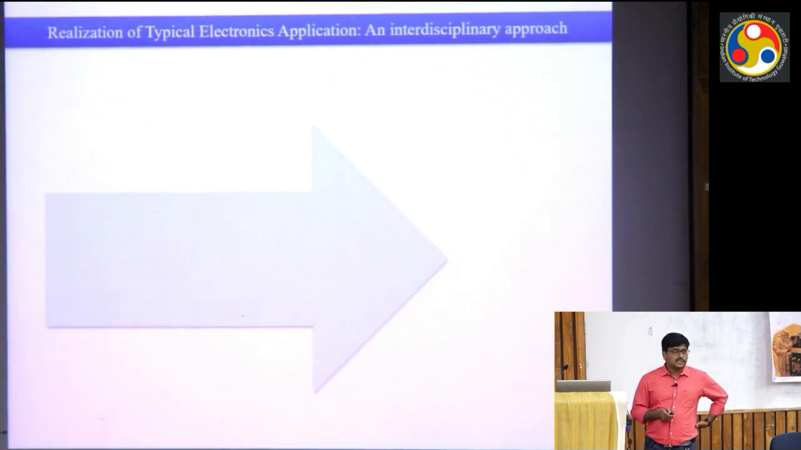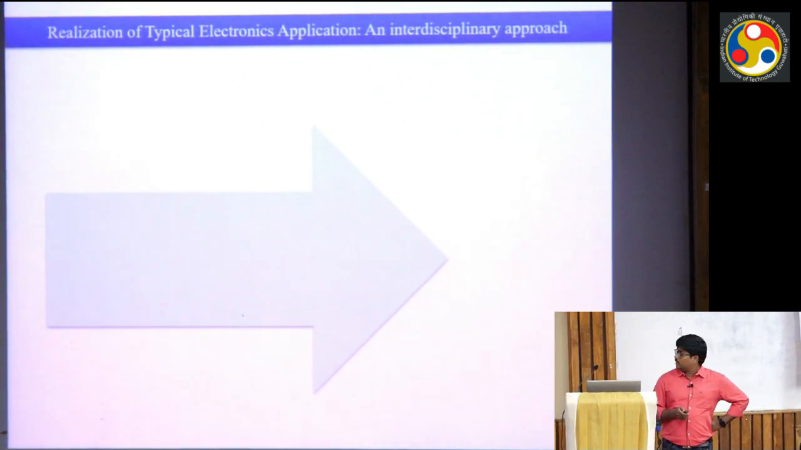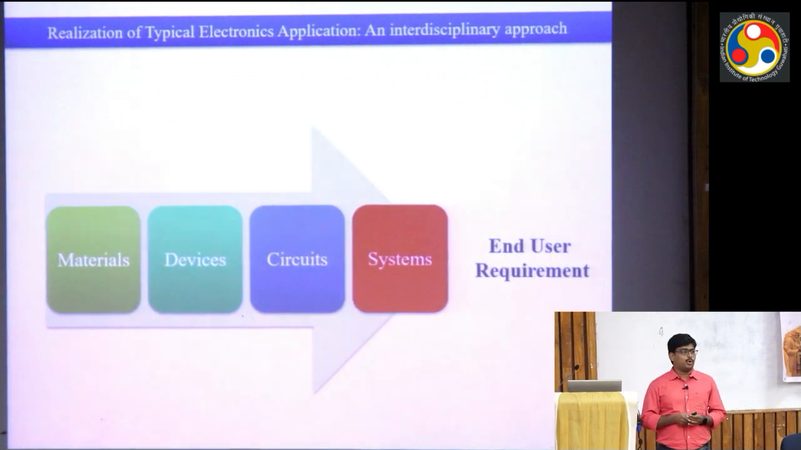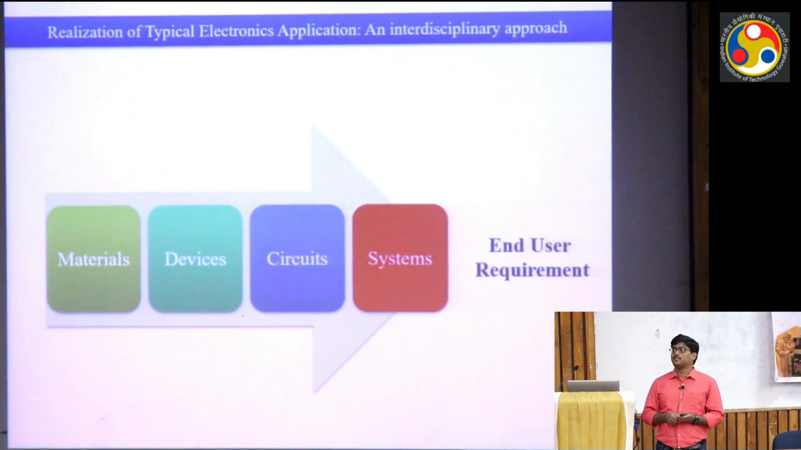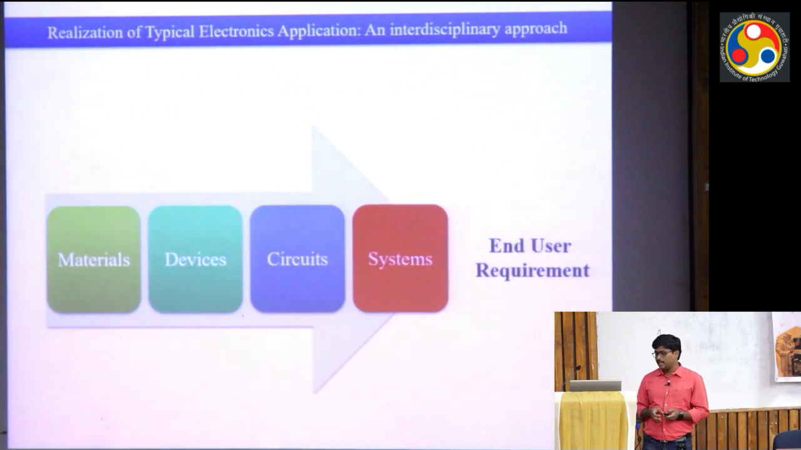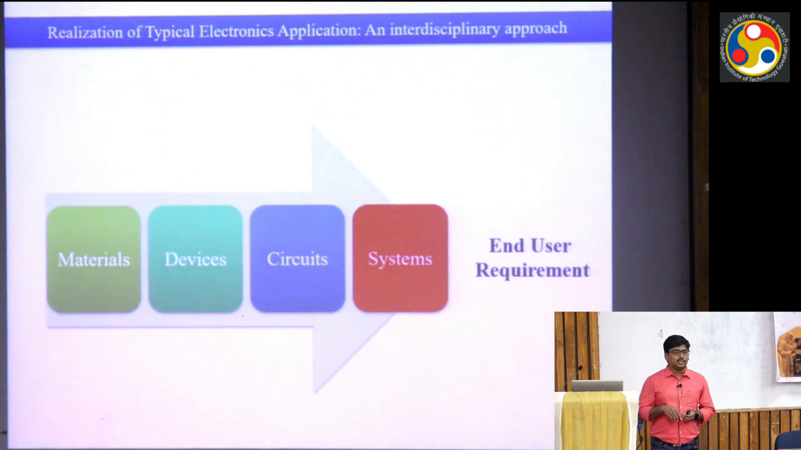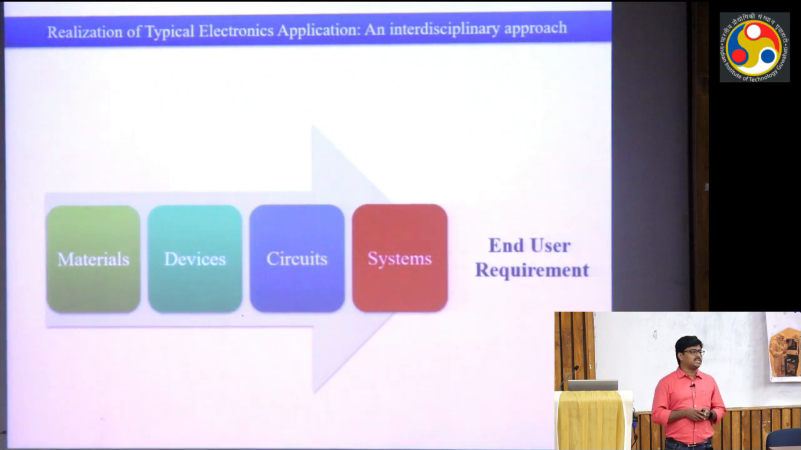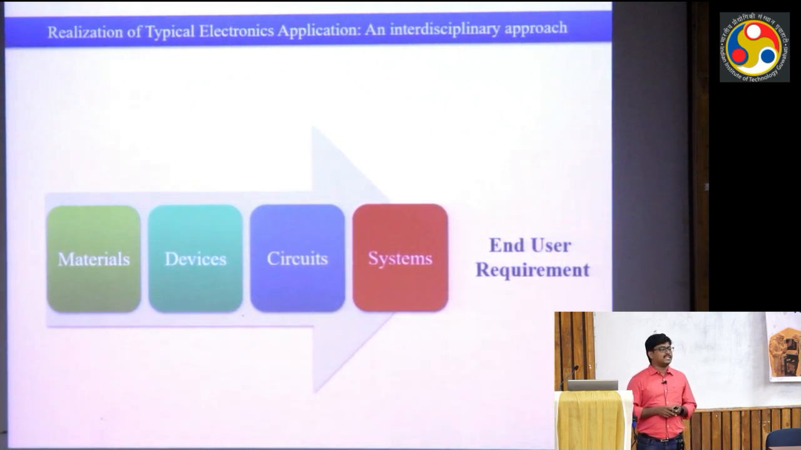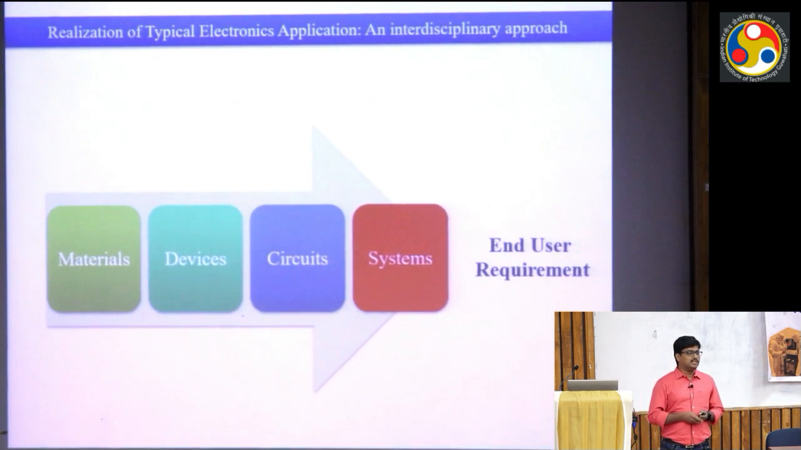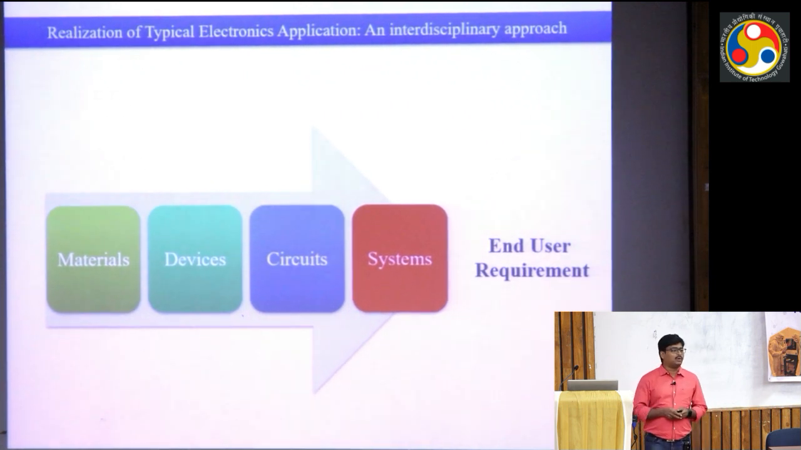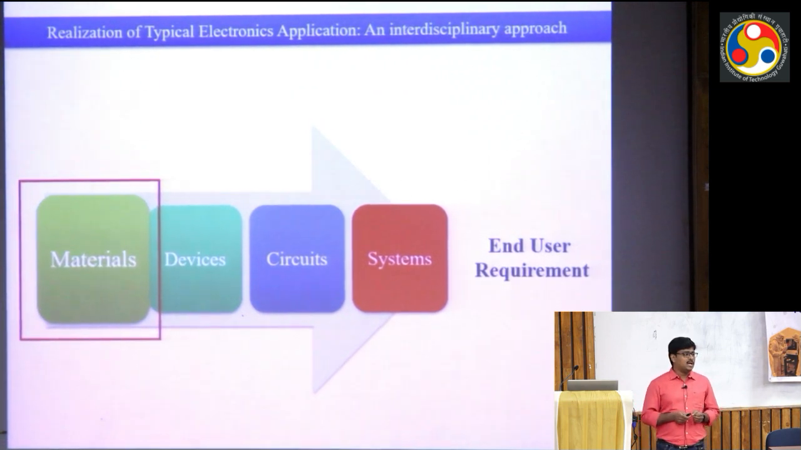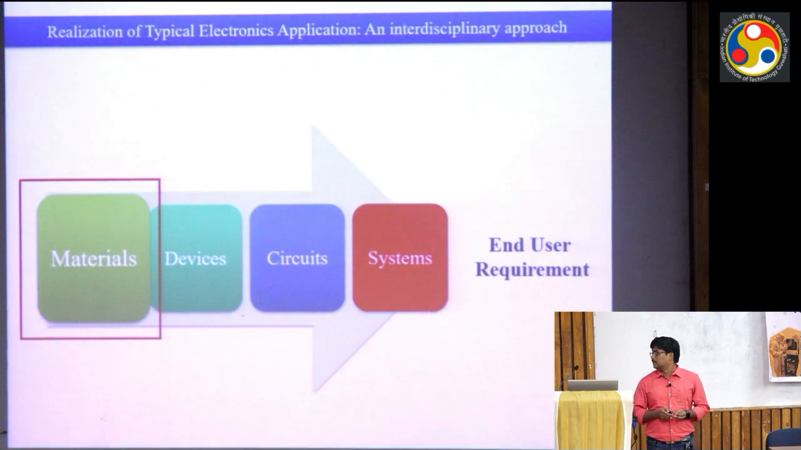Just to give an overview, to realize any electronic device there are broadly four categories. Consider an electronic system like this laptop or this projector. If you open this electronic system, you will find a lot of circuits, and if you dig into those circuits, you will find a lot of passive and active devices. Finally, all these devices and circuits are made of some material. So today our focus is how to develop this material considering semiconductor technology.